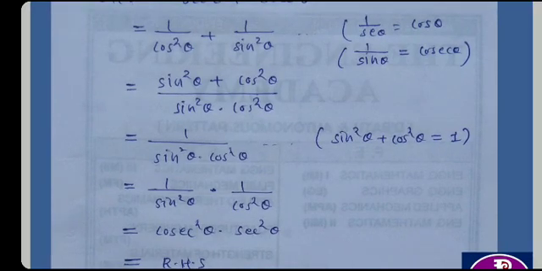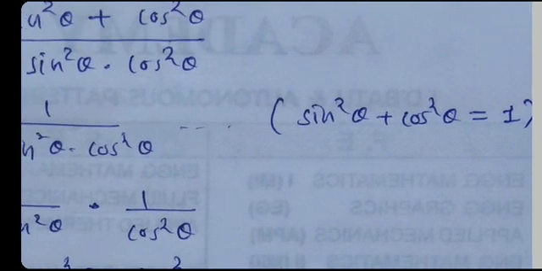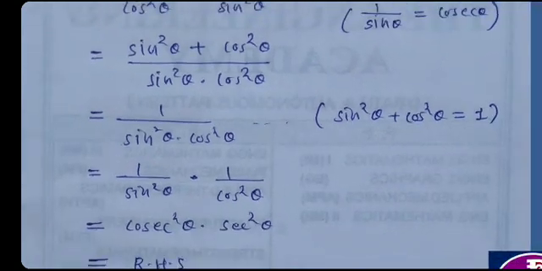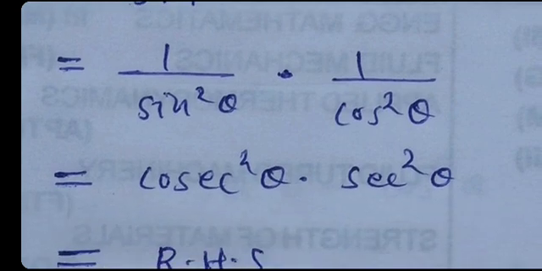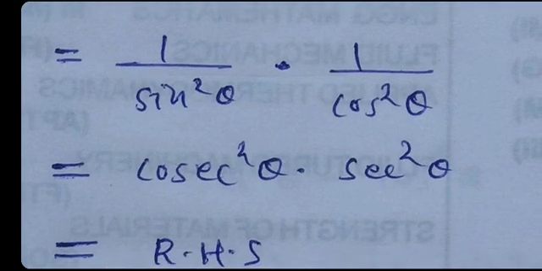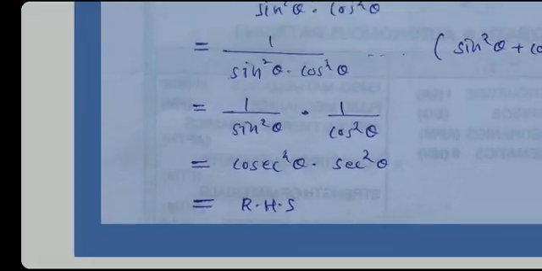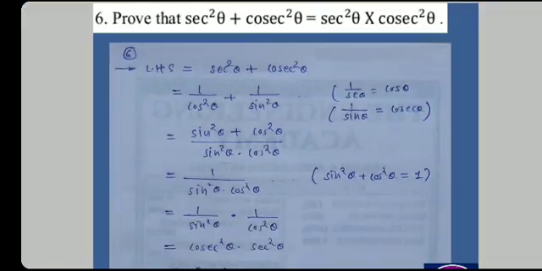So it becomes sin square theta plus cos square theta upon sin square theta into cos square theta. Now once again we know that sin square theta plus cos square theta is equal to 1. So replacing, it becomes 1 upon sin square theta into cos square theta. Now separate these denominators. It will simply be 1 upon sin square theta into 1 upon cos square theta. Once again, 1 upon sin is cosec theta, so 1 upon sin square theta becomes cosec square theta, and 1 upon cos theta is sec theta, so 1 upon cos square theta becomes sec square theta, and this is nothing but our RHS.